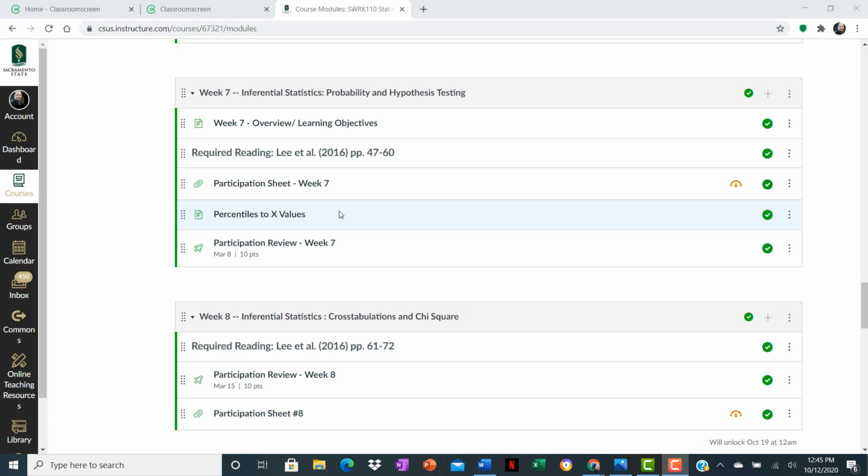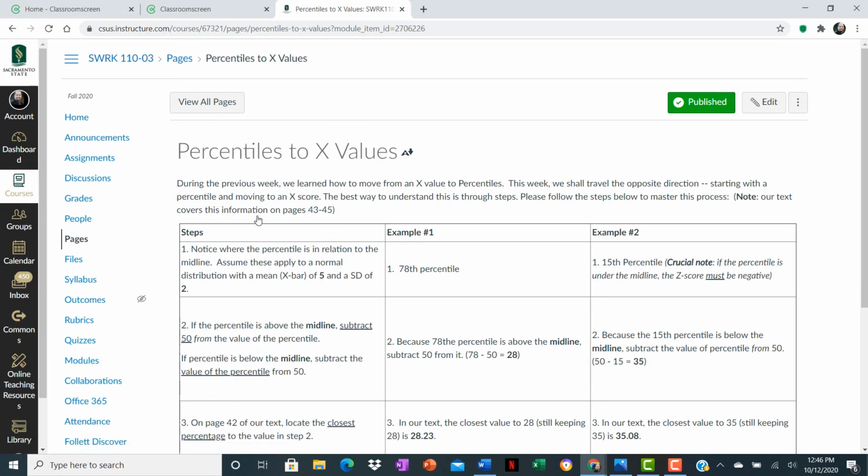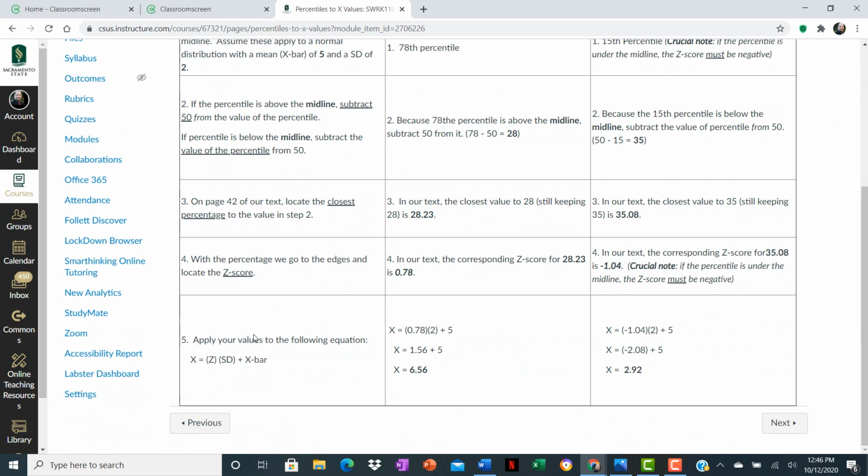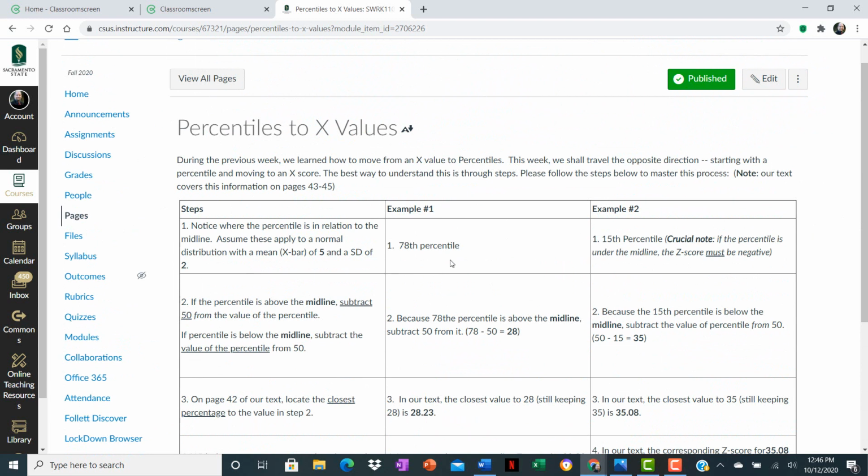I want you to remember that last week we learned how to go from X values to percentiles, and this week we're going from percentiles to X values. If you take a look at this page, you're going to see that what I've given you are 5 steps, beginning in the top left-hand corner all the way down, for how to do this. And then I've also given you examples, in fact 2 of them.